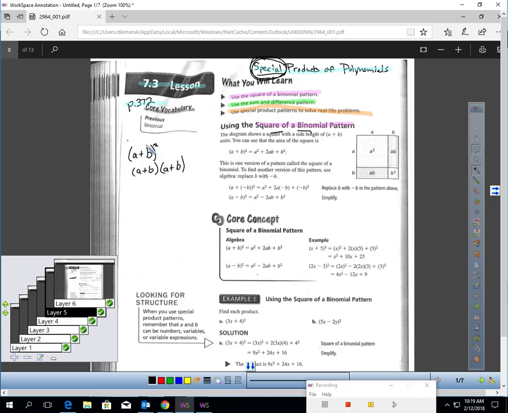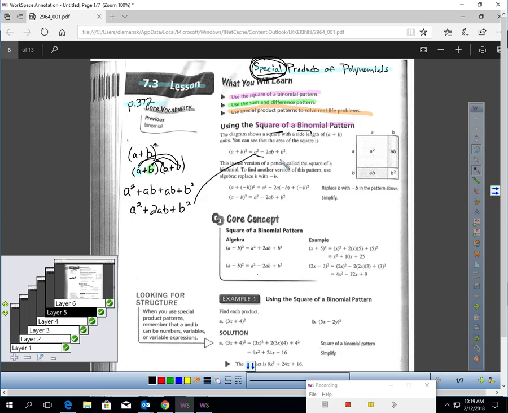If I want to double distribute this, I'd have to write a plus b times itself. Now I have to double distribute. So I've got to take a and distribute it through. A times a is a squared, and a times b is ab. And then I have to take the second term. Remember, it's a binomial. I've got to distribute that through also. B times a is ab, and b times b is b squared. And I would get a squared plus 2ab plus b squared.